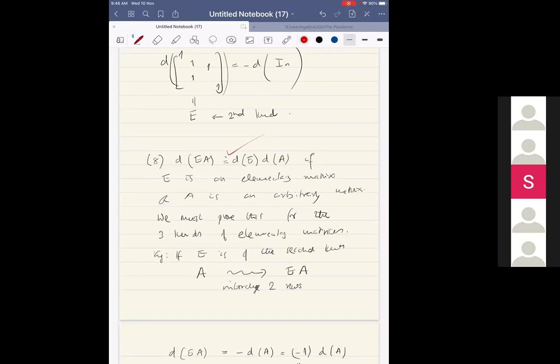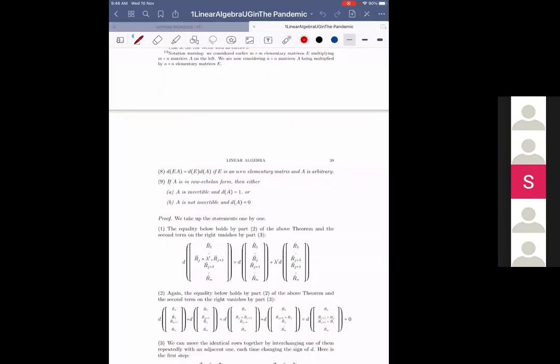And similarly, other parts of 8 are proved exactly like that. So look again at 8. So here is 8. So you do this separately for each kind of elementary matrix. You take EA, describe in words how EA is related to A.